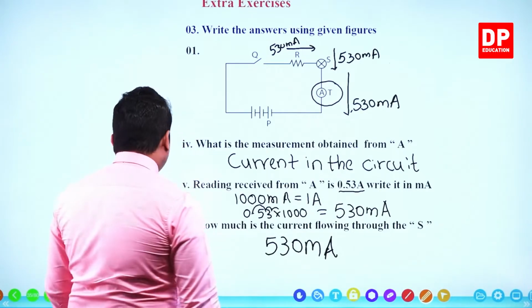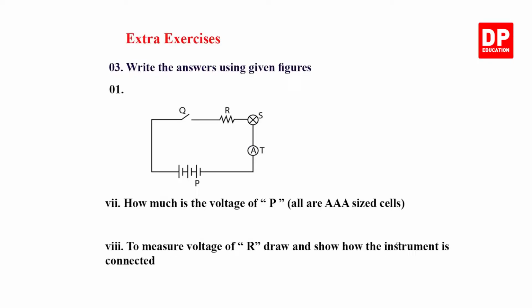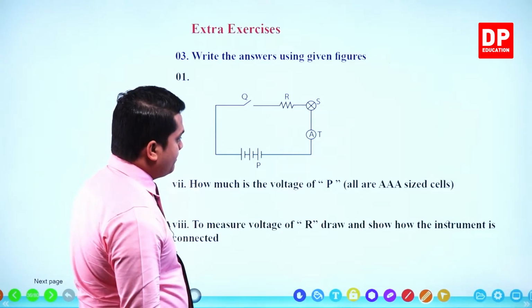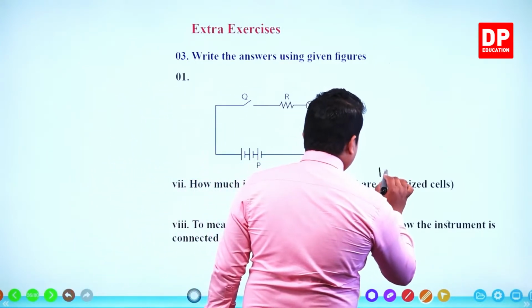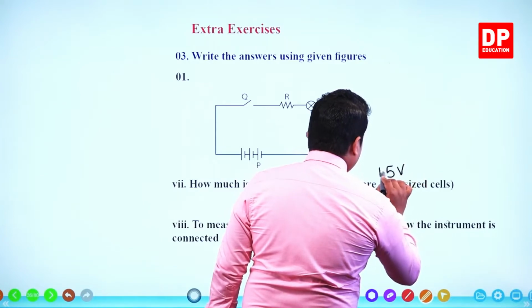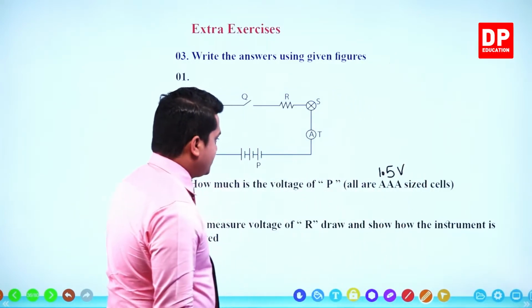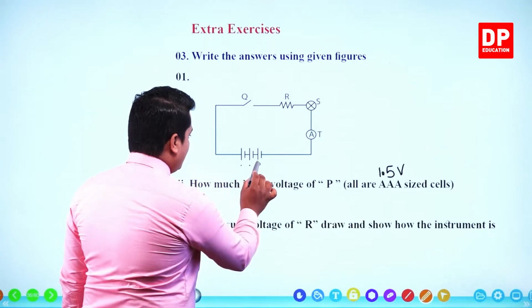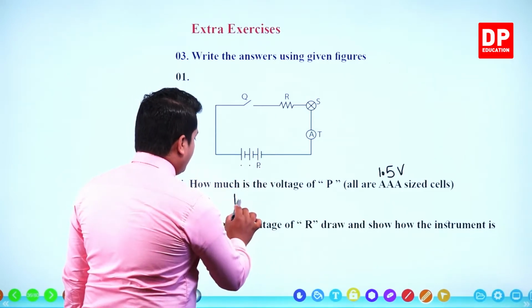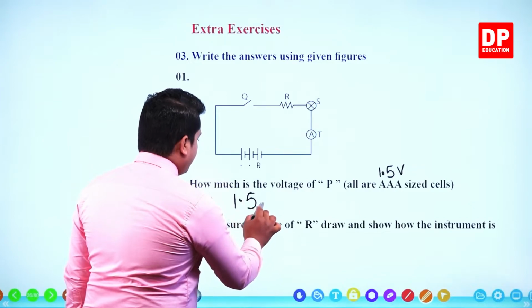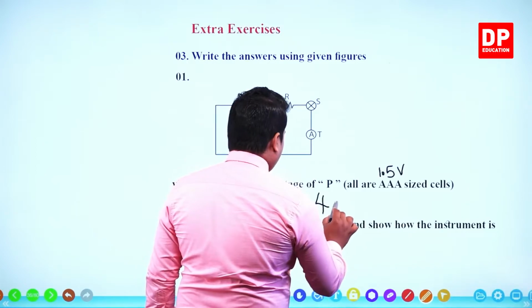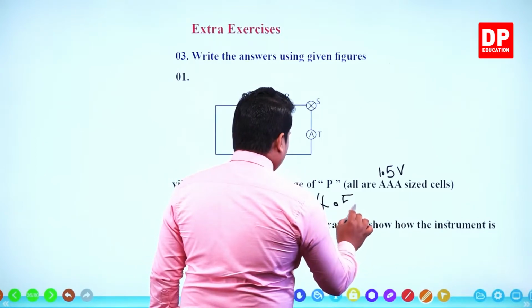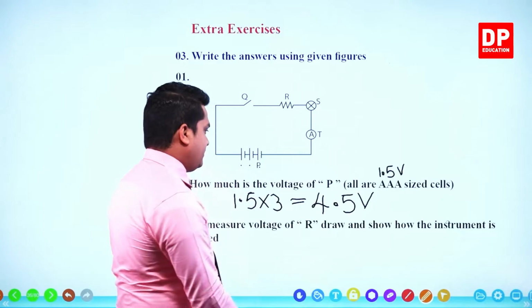Right then, next question. How much is the voltage of P? It is given that all are AAA sized cells. So if AAA sized cells are used, in one cell there is 1.5 volts. So there are 3 cells, 1, 2 and 3. So altogether 1.5 times 3, 4.5.